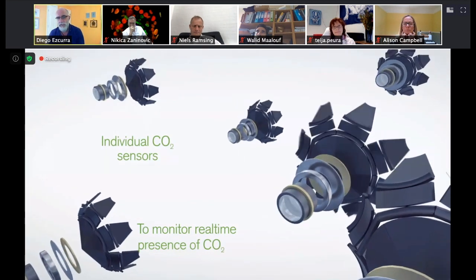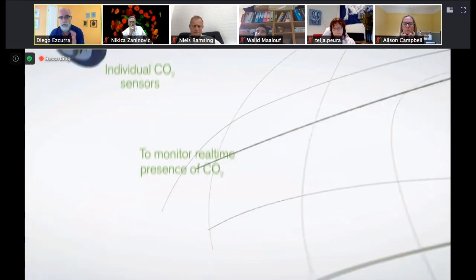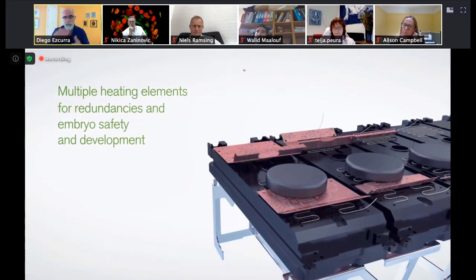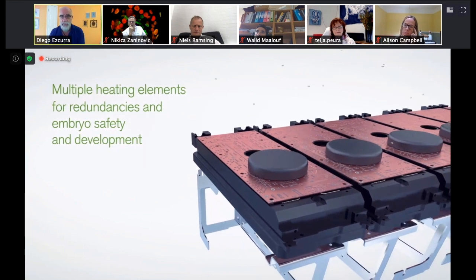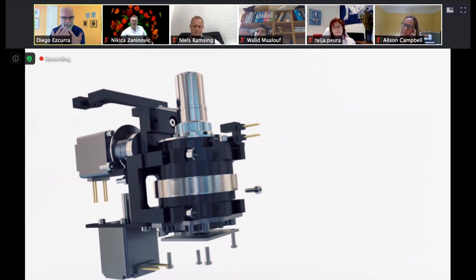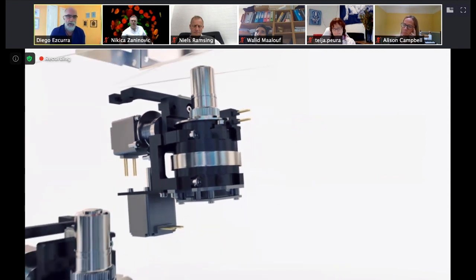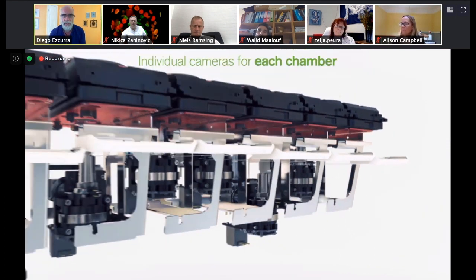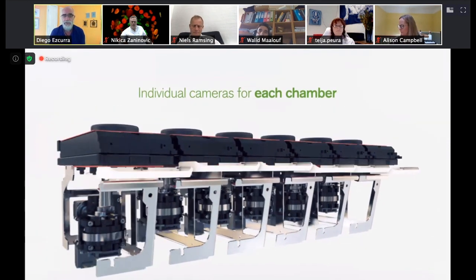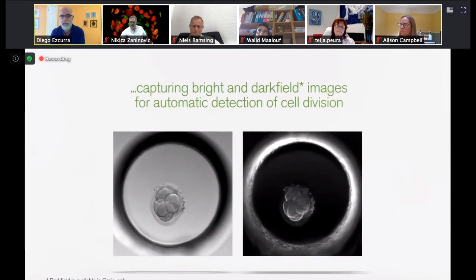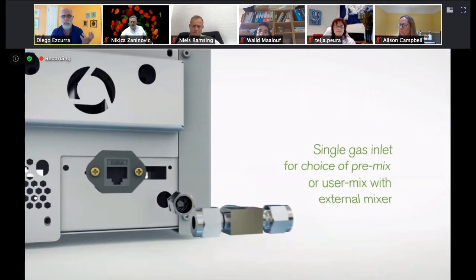They have individual CO2 sensors to monitor CO2 in real time. They have multiple heating elements on both sides to secure the temperature, which is so important: if one plate fails, the other one will take over, okay? And they said, why not have an individual microscope? So they have an individual high-quality microscope in each one of the chambers so you can track the embryos, and you can look at everything, not only in bright field, but also in dark field.